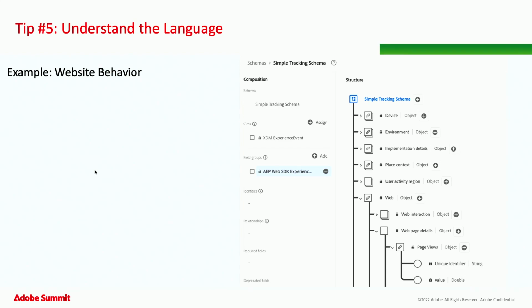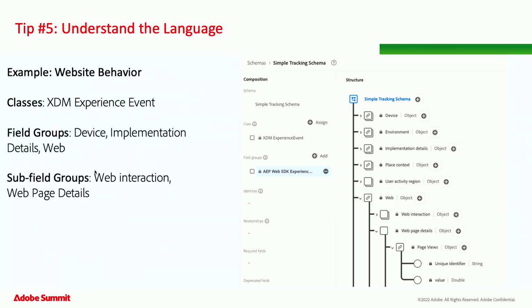And for anything with website behavior, you're going to be using the pre-built XDM experience event. So your class is going to be XDM experience. And in that, you're going to have your field groups and your subfield groups, device, implementation details, web, and that would include like web interaction, web page details, all of those things that you currently are sending that tell you about the page they're on. So some of those fields are your unique identifier, your page name basically, your page type, that it's a page view, the metric for the page view. And so your unique identifier, your page name, that's going to be a string.